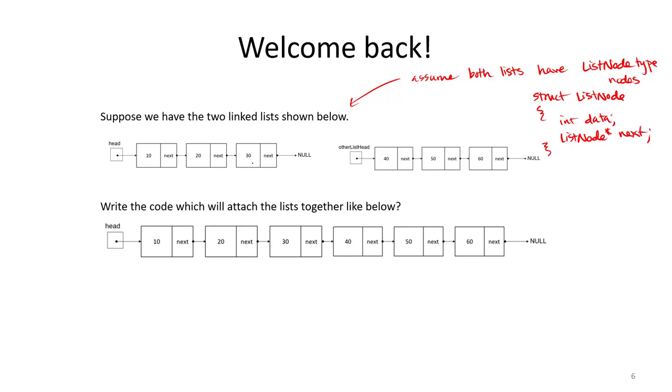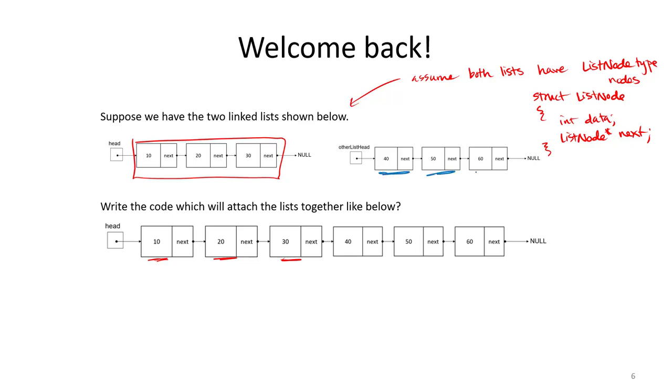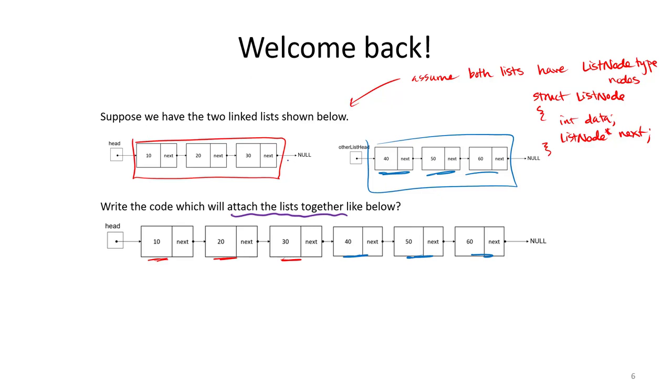So we have 2 linked lists, and we want to attach the lists together. So notice we have 10, 20, 30. That is our first linked list. Then we have 40, 50, 60. That's our second linked list. So to attach the lists together, notice what we need to do.